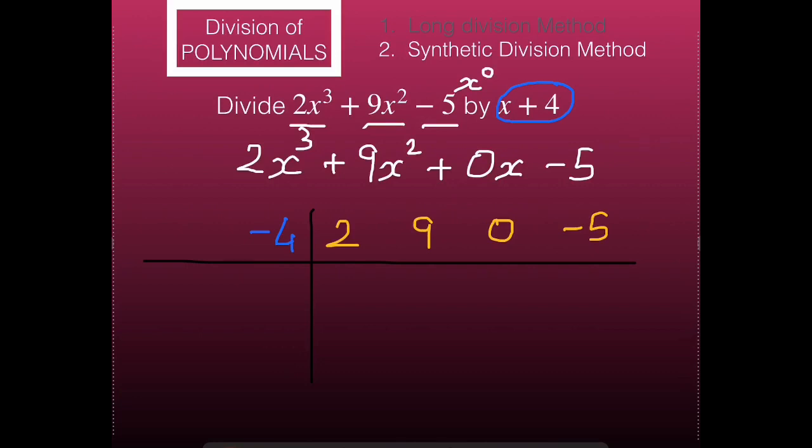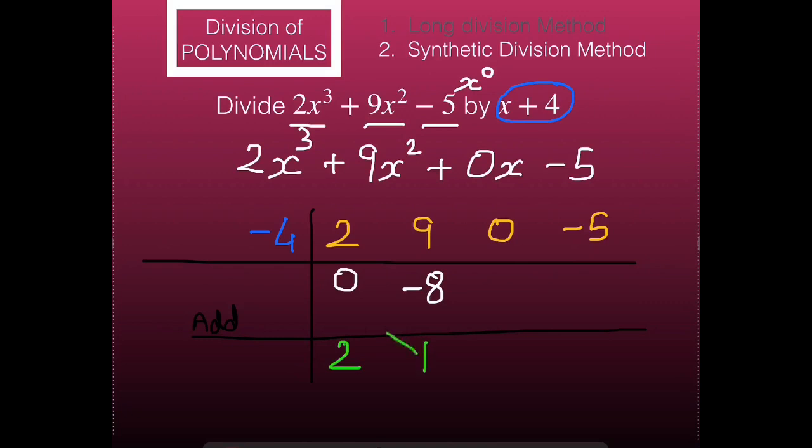Now putting 0 below the first coefficient and then adding, we get 2 plus 0 is 2. Multiply this 2 with minus 4 and write it below the next coefficient. So minus 4 into 2 is minus 8, and adding it to minus 9, we get minus 17.